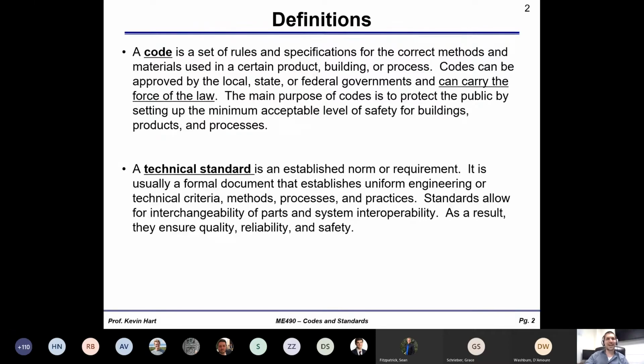A standard doesn't carry any power of law. A standard is just an established technique or norm. For example, how many threads go on a 1/4-inch diameter bolt? There's usually a 1/4-20 and a 1/4-28 option.